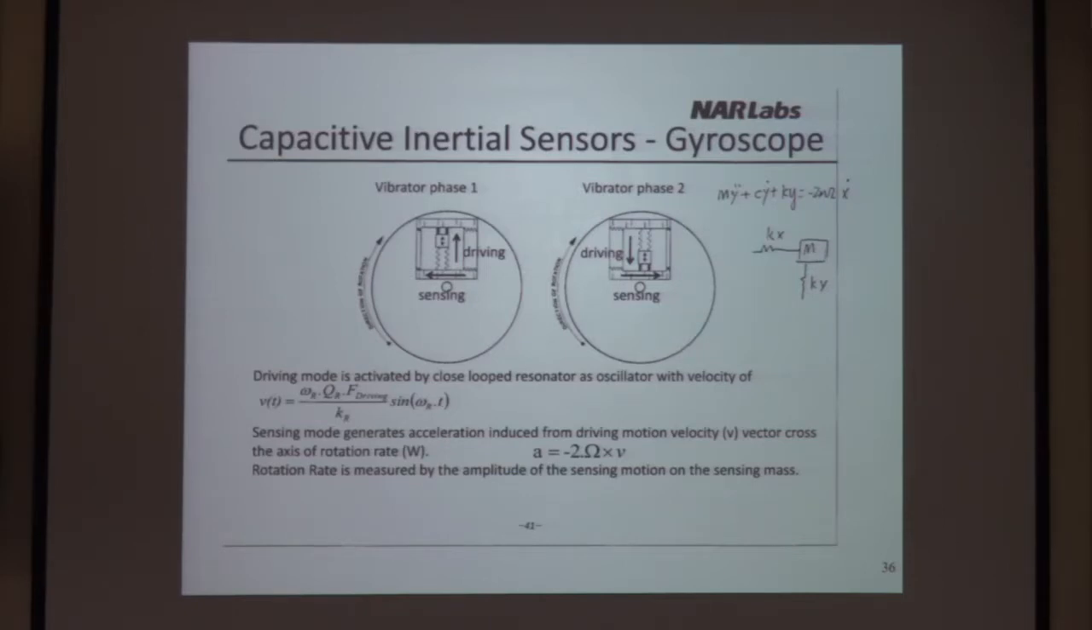Repeat. If the car moves this way, and we have the rotational velocity, the force will go this way, and the result of the two vectors, this way and this way, will be this way. This is the Coriolis force.